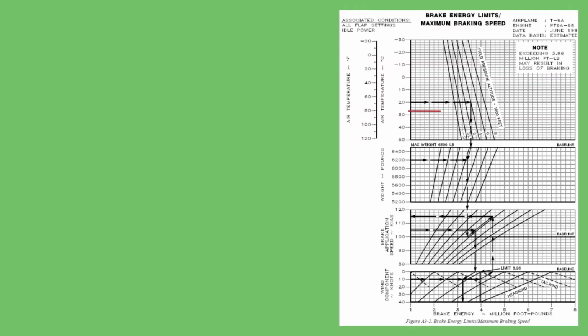Starting at the top left, 27 degrees Celsius, trace right to 5,000 foot pressure altitude, then straight down through 6,500 pounds takeoff weight to the brake application baseline. Here we will hold momentarily.